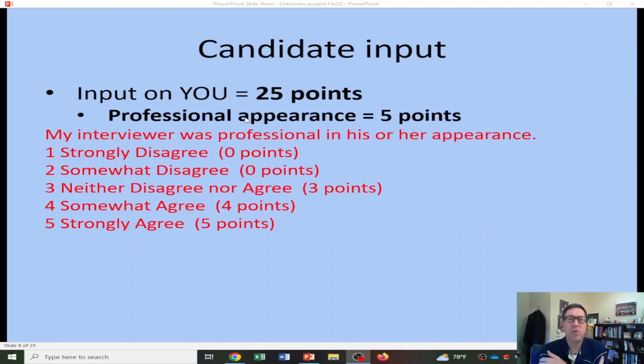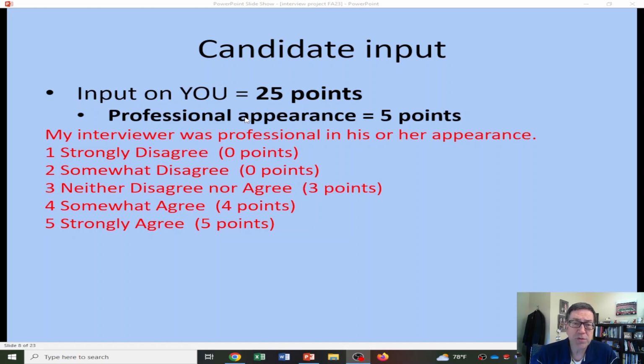First of all, the candidate input, they're going to give me feedback on you. The first thing they're going to give me feedback on is whether you looked professional, and that's worth 5 points. They're either going to agree or disagree, strongly agree, strongly disagree that you are professional in your appearance. And that means that, ladies, if you're wearing the business suit or the dress and the pearls and all that kind of stuff, guys, if you're very professional looking, very nice business casual, or maybe even a coat and tie, they're probably going to strongly agree that you looked professional.